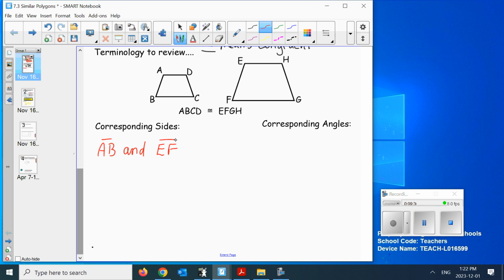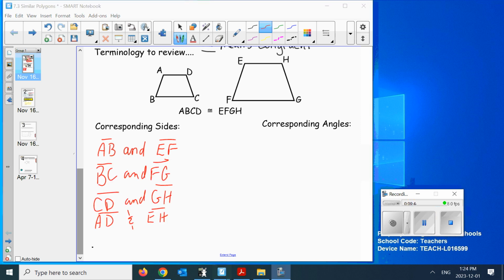There's 3 other line segments. Can you guys get those corresponding sides named like that? Okay. Go ahead. And then we'll talk about the angles. Go ahead. I'll pause the video while you do it. Yeah, I'm resuming recording. There we go. Are we good with that?